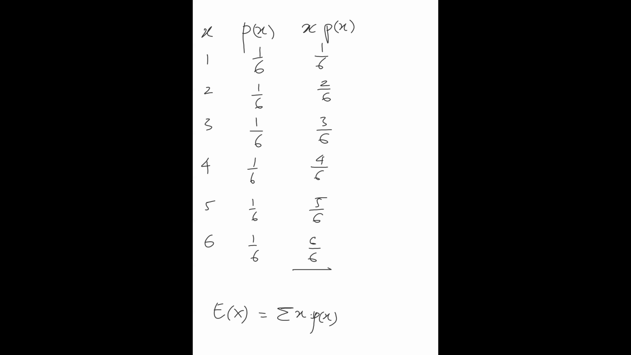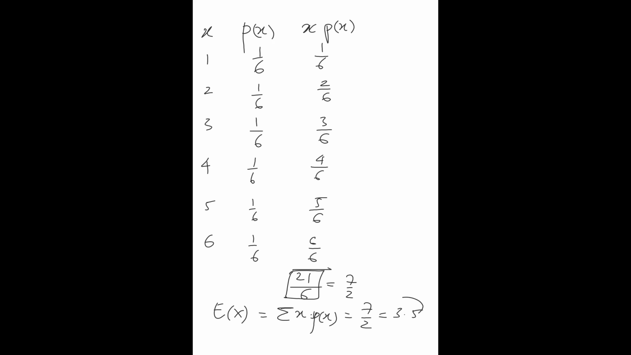So this is upon 6, but then we'll add all the numerators. 1 plus 2 plus 3 plus 4 plus 5 plus 6 is equal to 21 upon 6, right? Which is 7 upon 2, that is 3.5.